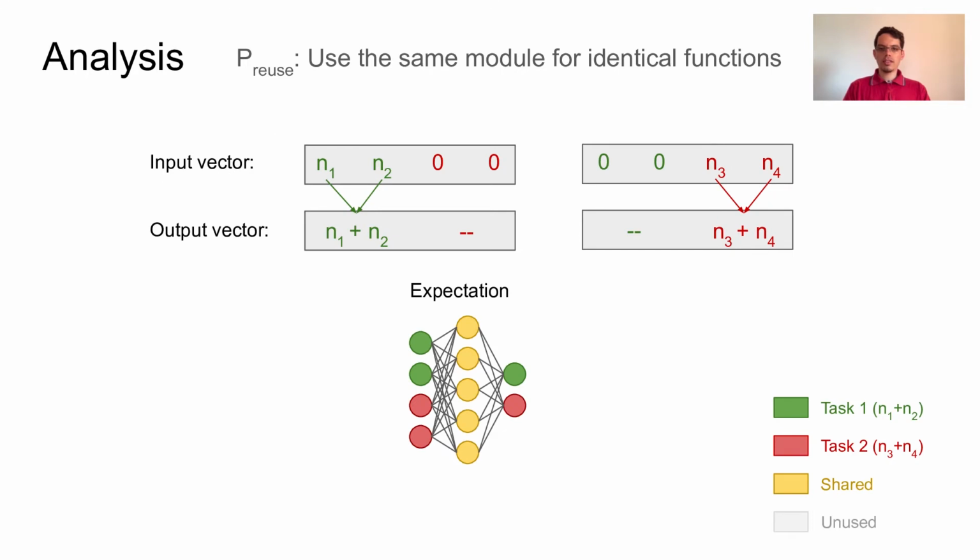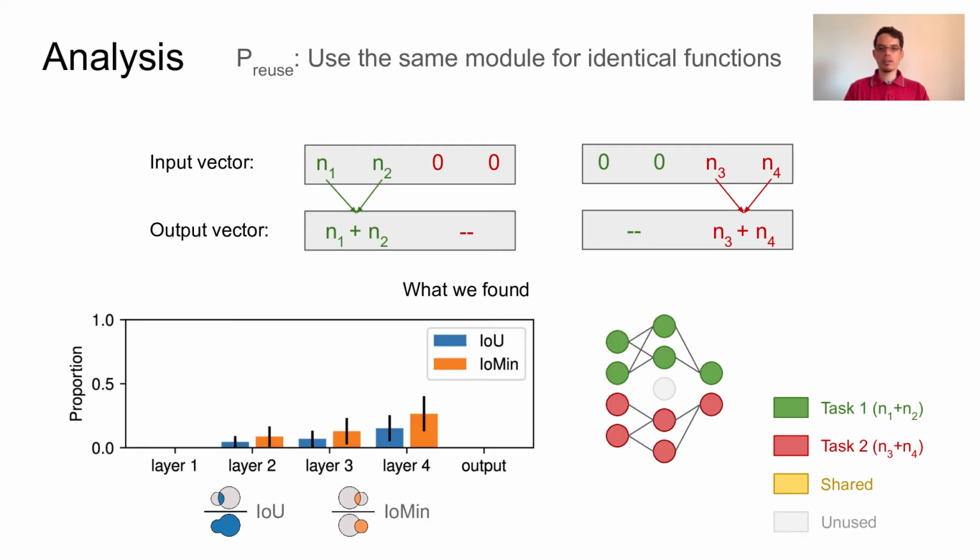To test whether the same module is used to perform the same functionality in different contexts, we trained a network to either add the first two or the second two out of the four presented numbers. In this case, we would expect to find mostly shared hidden weights. However, we ended up finding that most of the weights are unshared.